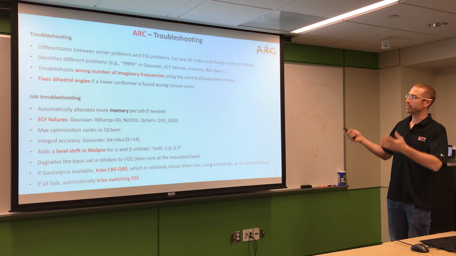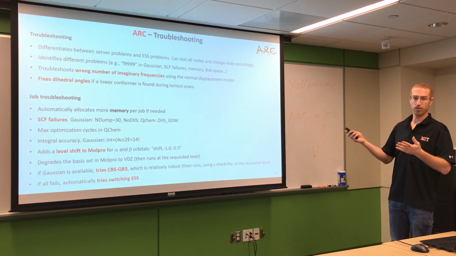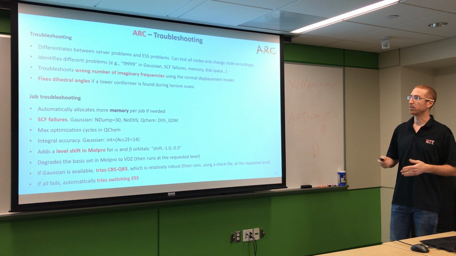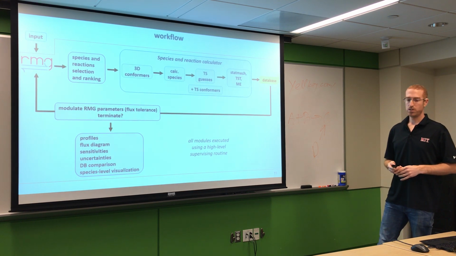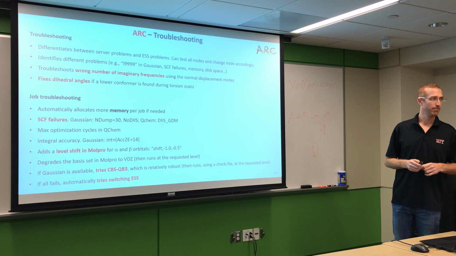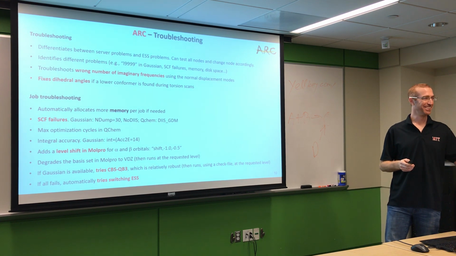So it does some fancy things. I won't go into depth of everything we currently have for troubleshooting, unless you'd like to. Yes, please. How many iterations do you typically do before you really decide this job cannot be troubleshot?